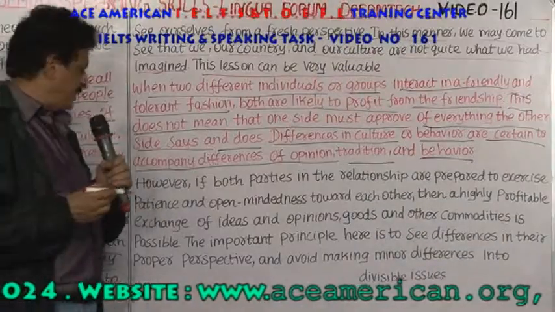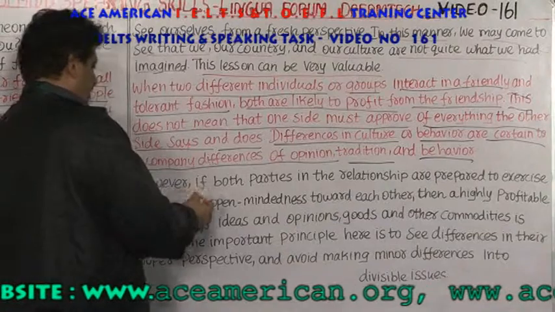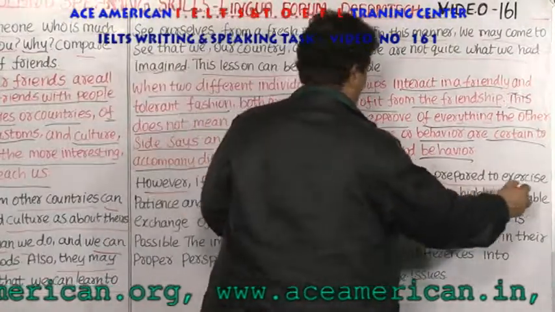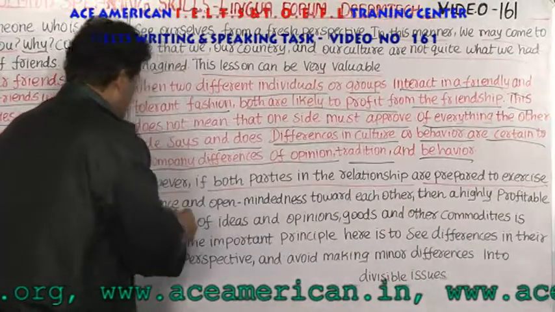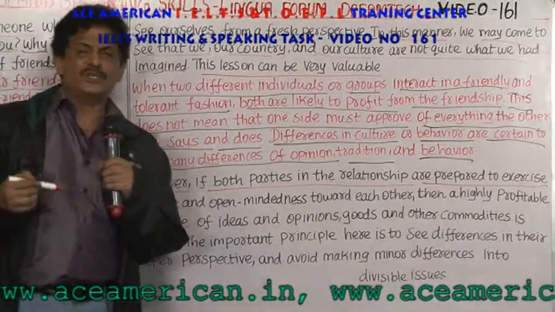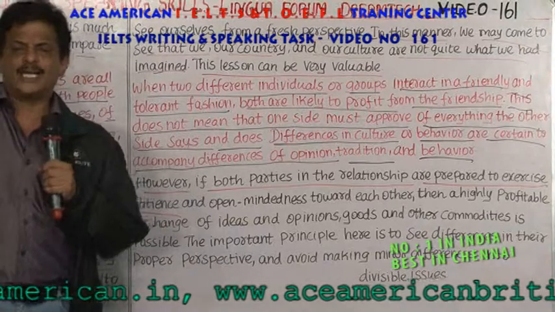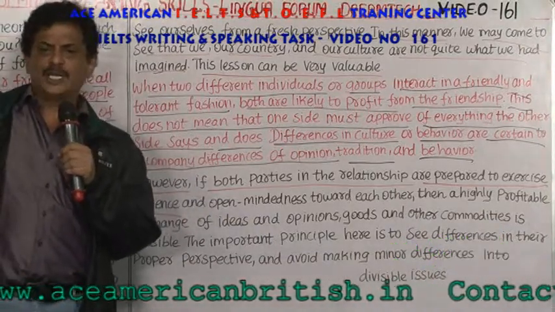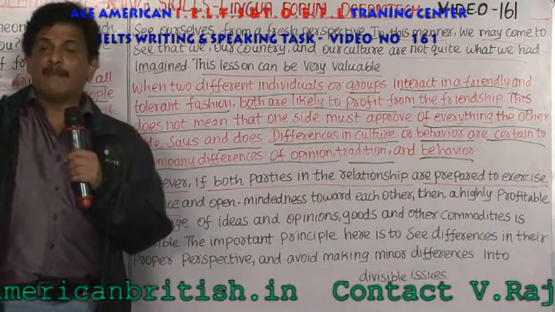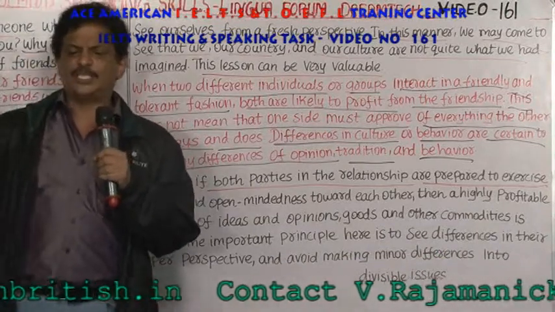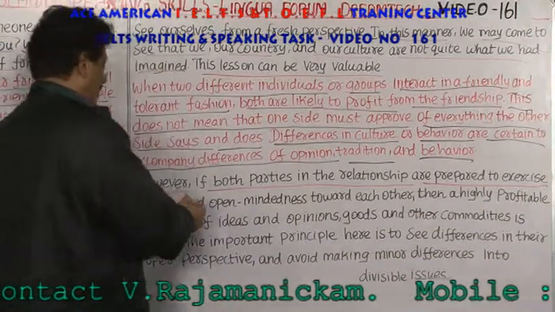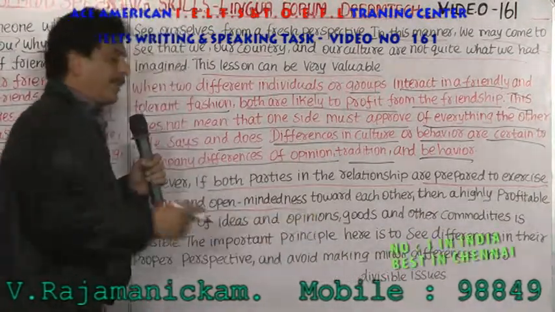Now coming here to the final conclusion. However, if both parties in the relationship are prepared to exercise patience. Number one thing, when you want to acquaint or befriend a friend who is of a different culture and tradition or a different country, the first and foremost quality which you have to have is patience. Very important quality. And you should have open-mindedness.